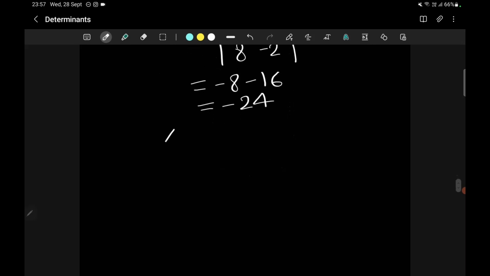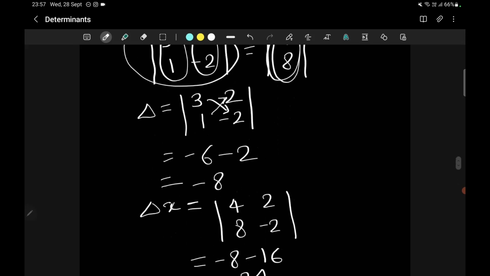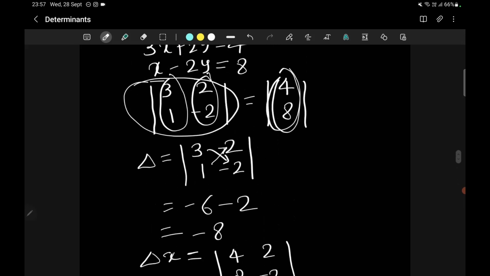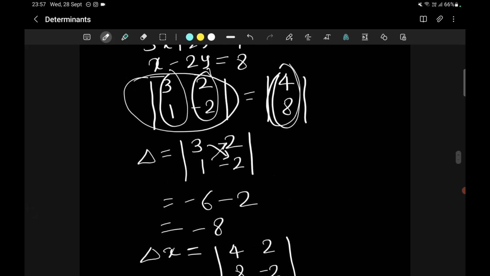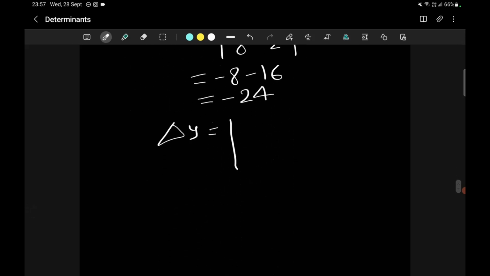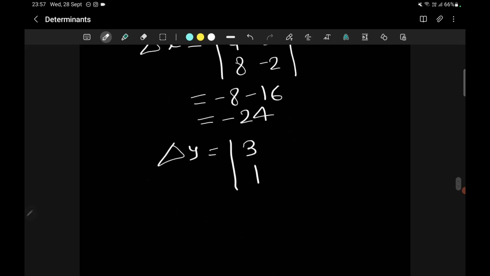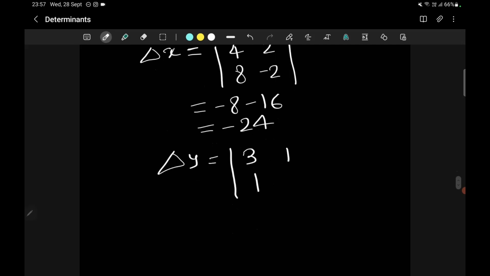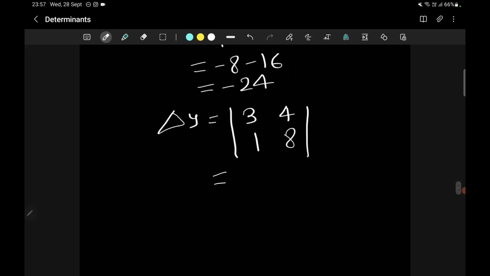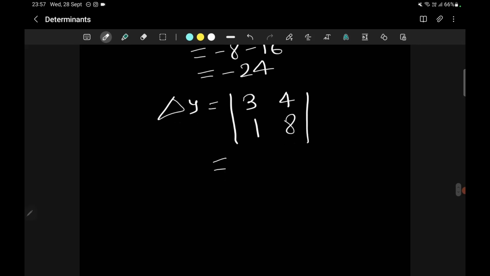Now let's find delta y. As I told you, now you have to replace this column with this. Therefore 3 and 1 will remain the same. 3, 1 and 4, 8. Now let's solve this. 3 into 8 is 24, minus 4. Therefore this will be 20.